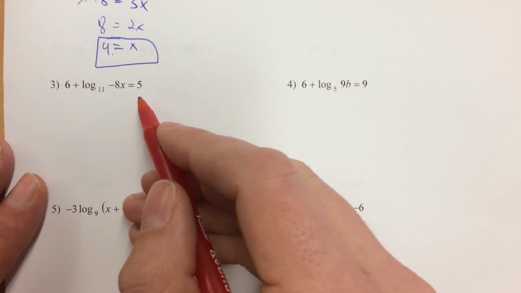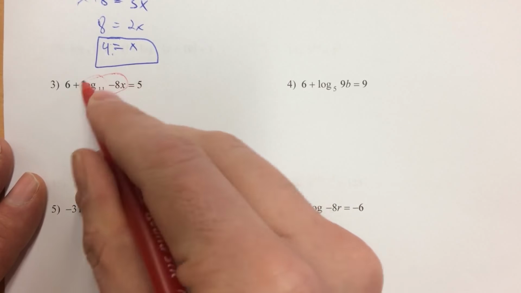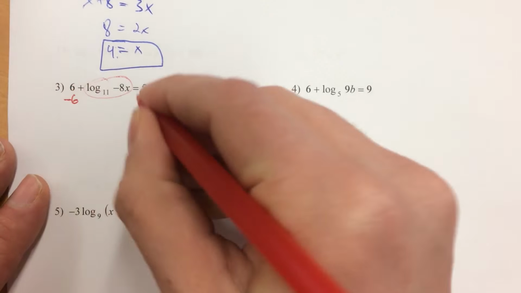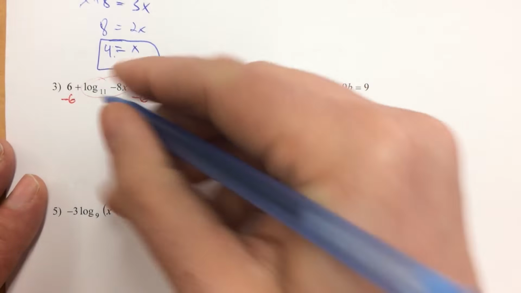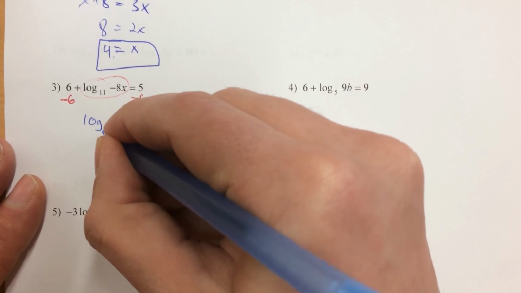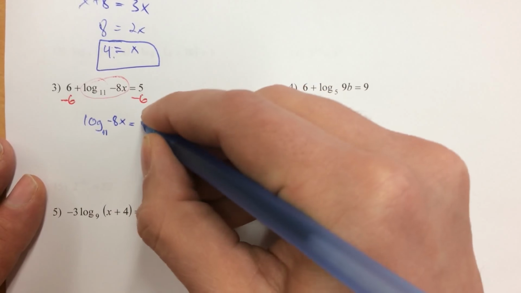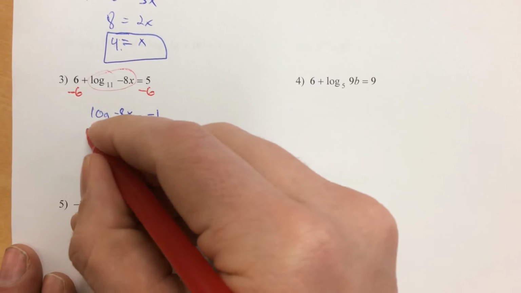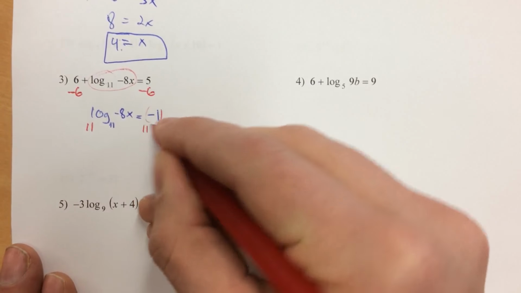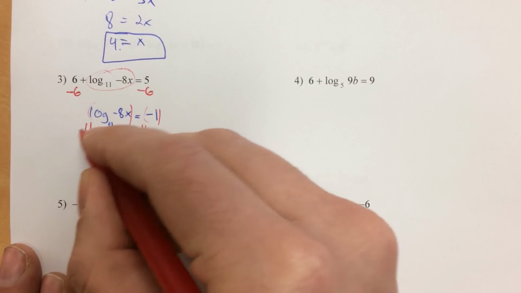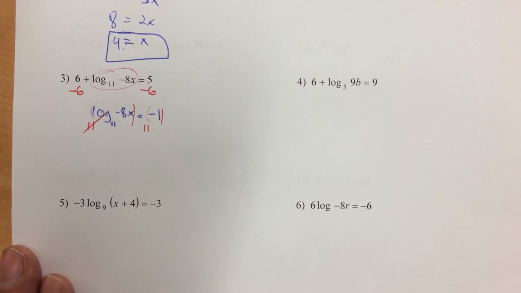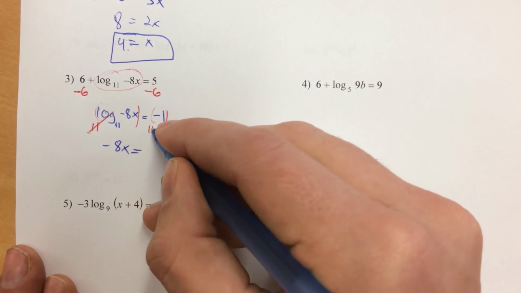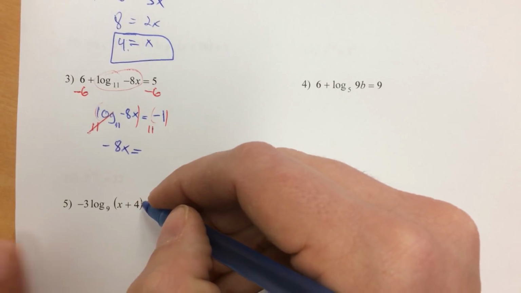Here, it's not log on both sides, and the log isn't isolated. You need to get the log by itself first. So the first thing to do is subtract 6, log base 11 of negative 8x equals negative 1. And now we can cancel out the log. So we have to do 11 to the power of both sides. Here, 11 to the log base 11 of negative 8x cancels out and just gives you negative 8x. Here, 11 to the negative 1 power.